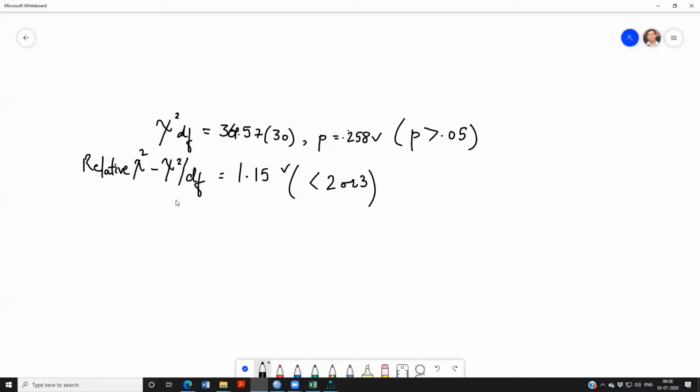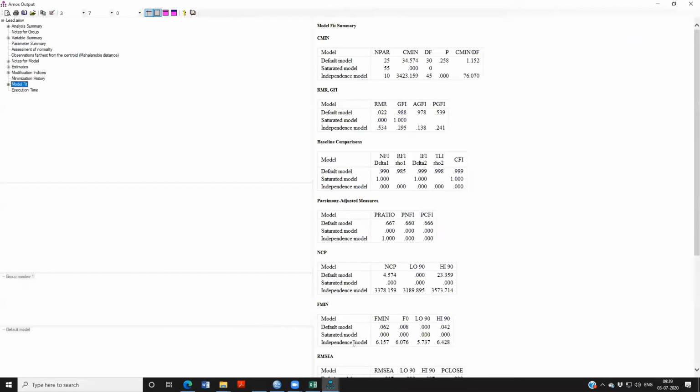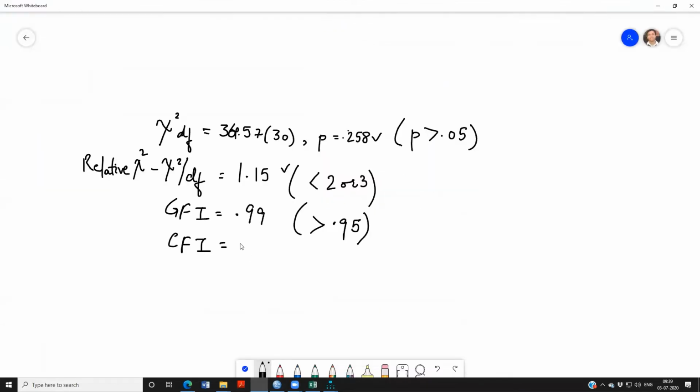Then the next index that you can report is GFI, which in our case we saw was 0.99 or 0.988. So we will report it to 2 decimal places. The rule of model fit is that it should be greater than 0.95. Then CFI, which is the comparative fit index. This number is very high, again 0.99. So we are seeing a good fit, greater than 0.95.